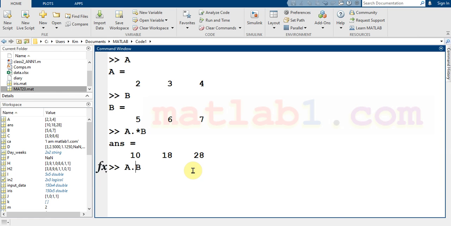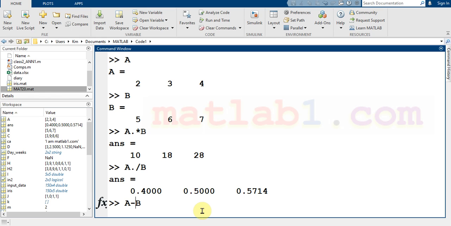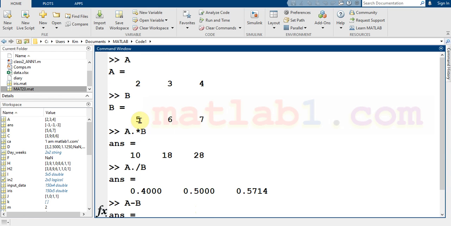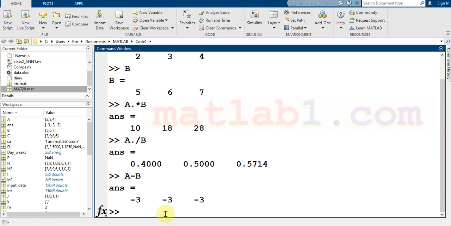Or you can use divide. A divided by B, every element is divided. Or you can use minus. There is no difference between the corresponding minus and minus. For every element, the difference between each element is minus 3. It was about multiplication, addition, subtraction, and division.